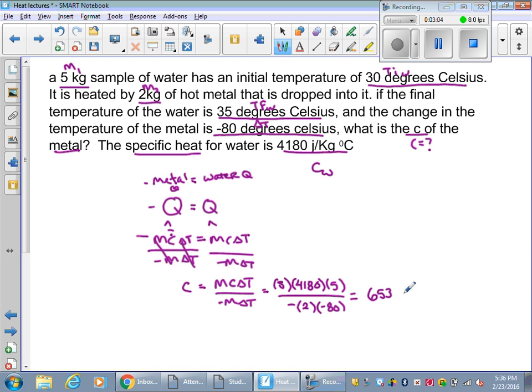And this makes it really close to the specific heat of calcium. So the metal you were using is calcium. You usually don't think of calcium as a metal, but it is a metal, because it is on the left side of the periodic table.